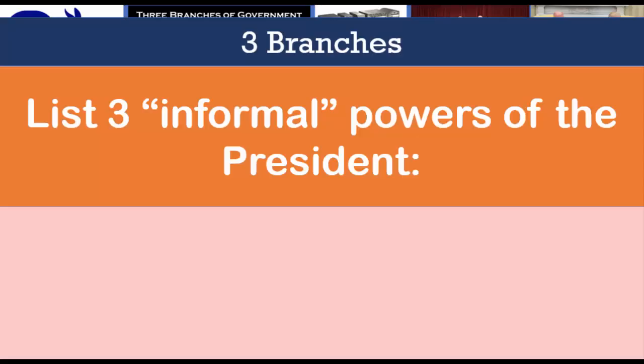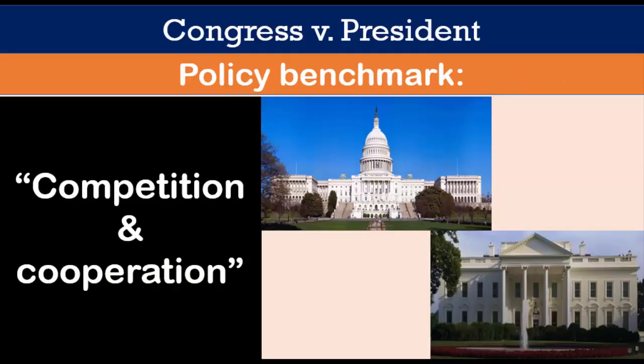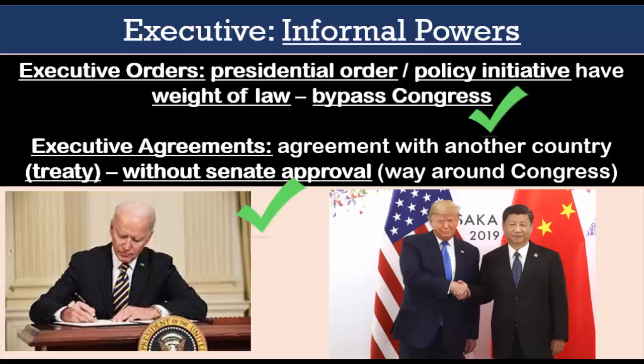Okay, so let's see if you remember the big informal powers we discussed. They are executive orders, executive agreements, signing statements, and the bully pulpit. And this falls into what College Board wants you to think about in their benchmark, where they have, quote unquote, competition and cooperation between the executive and legislative branch. Executive orders carry the weight of law but bypass Congress in the legislative policy-making process. And executive agreements are just treaties that bypass the approval of the Senate.